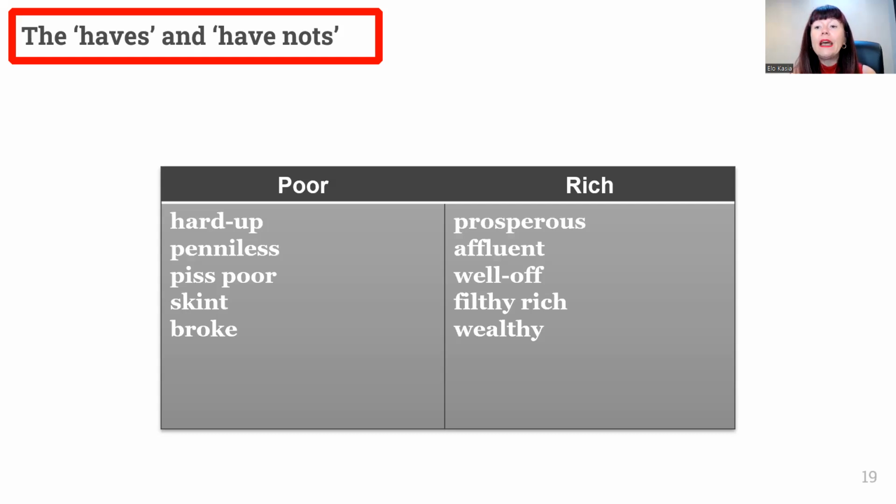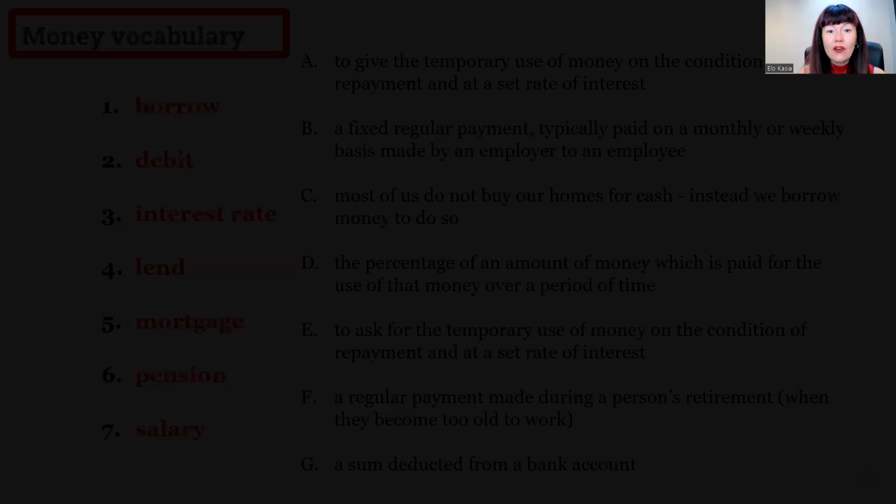So poor, you can also say hard up, penniless, piss poor, which is really, really, really poor, yeah. Skint, it's quite colloquial, but it's used quite often as well. Broke, that's another word for a poor person. Rich, prosperous, affluent, well off, filthy rich. It's not very nice to say, but people say it. Yes, filthy rich, and then wealthy. Okay, so well done if these were your answers.